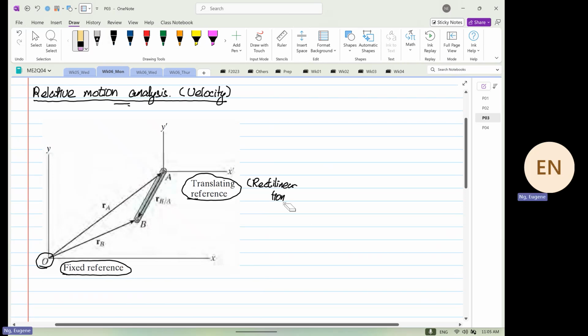When I say rectilinear over here, why is it rectilinear? Because the y prime and x prime orientation did not change. There is no rotation.